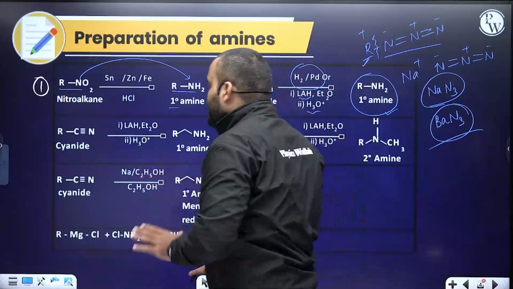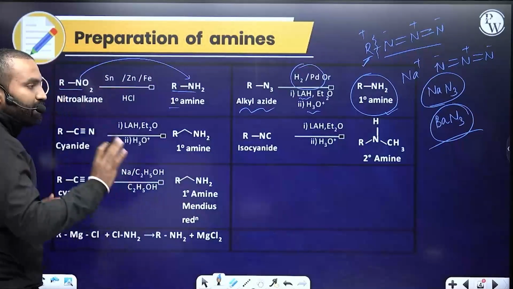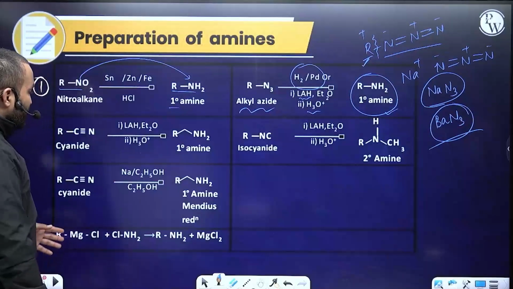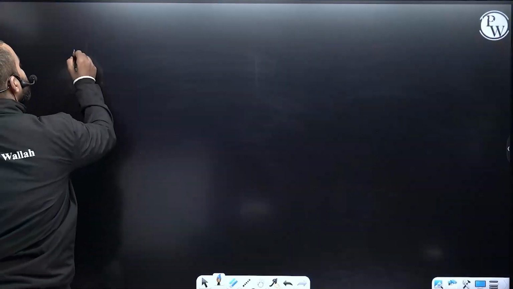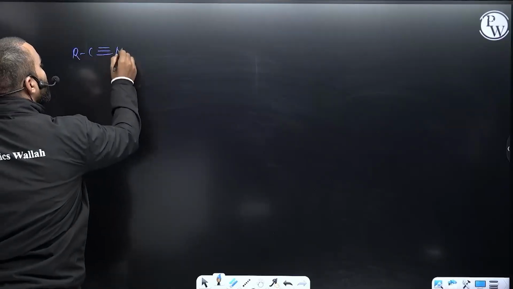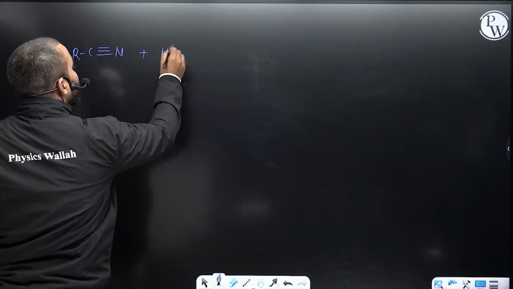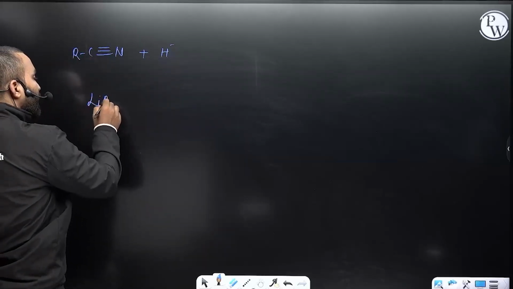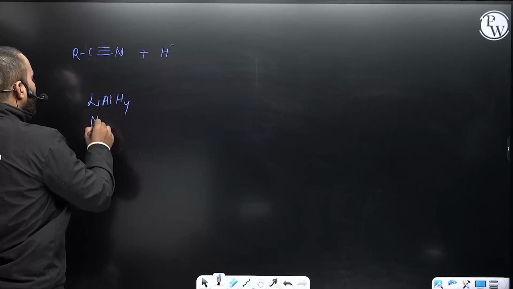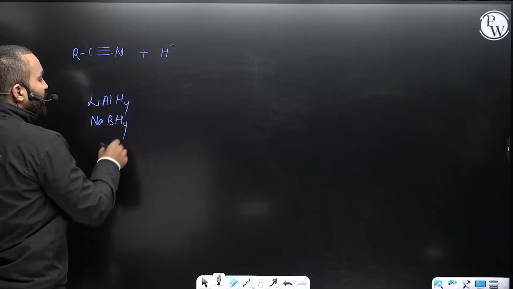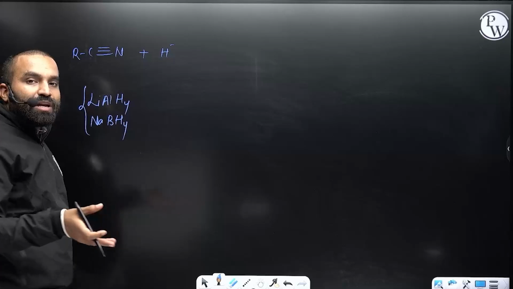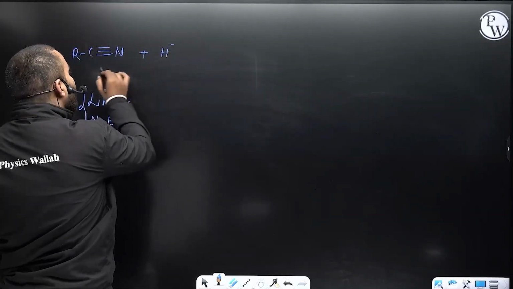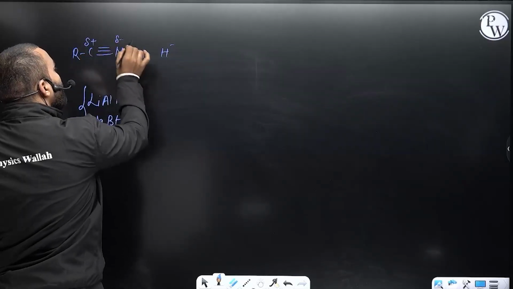This is an important reaction and I have discussed this already once in my previous lectures. So how do we do that? What is the funda behind it? What is the reaction going on here? So let's see that. R-C triple bond N, upon reaction with hydride. What's the source of hydride here? So hydride can come from lithium aluminium hydride, or we can use sodium borohydride. Although sodium borohydride is a weak reducing agent, upon increment of the temperature it can actually help in reducing cyanides or nitrile also.